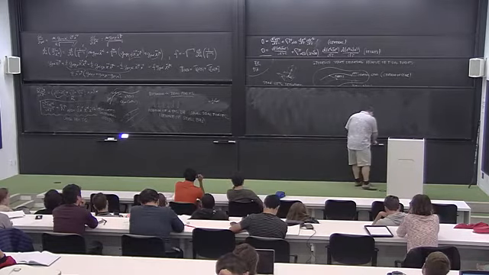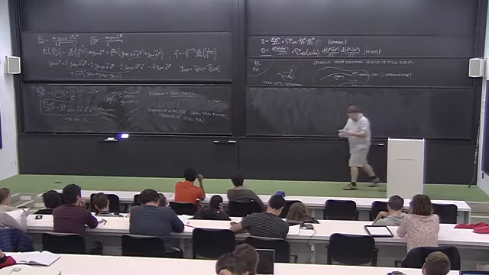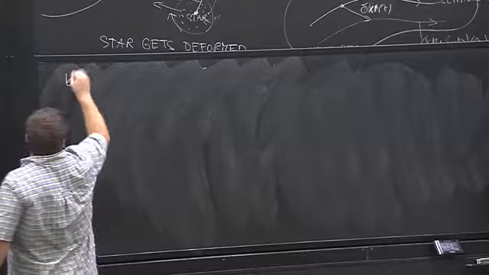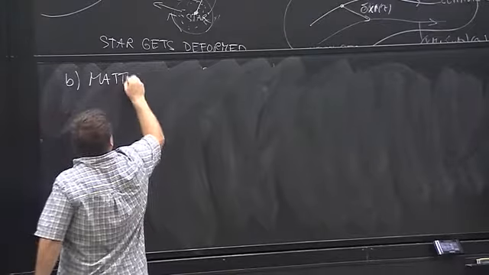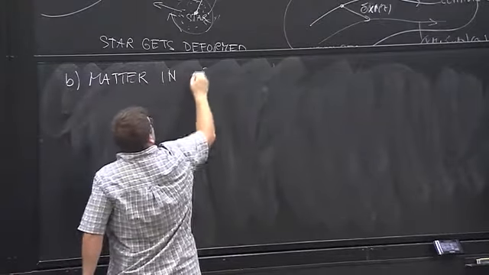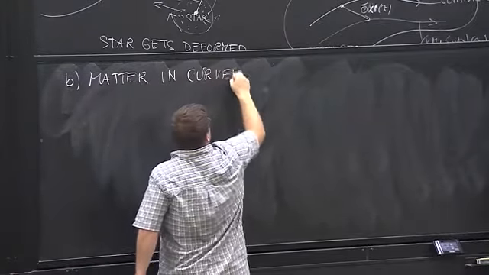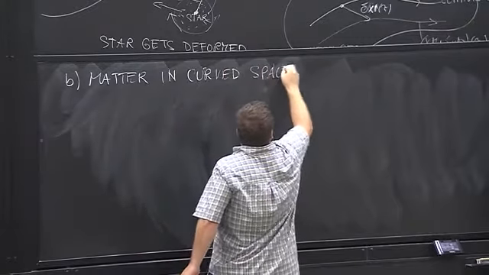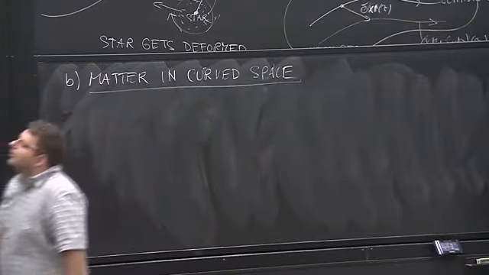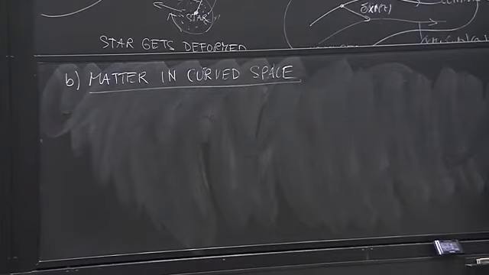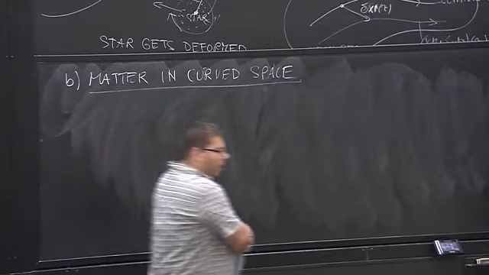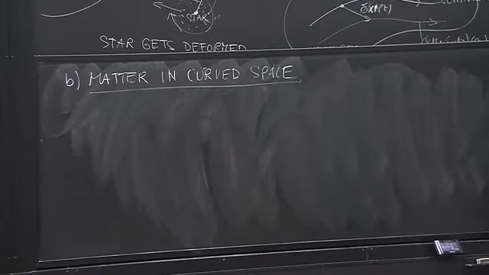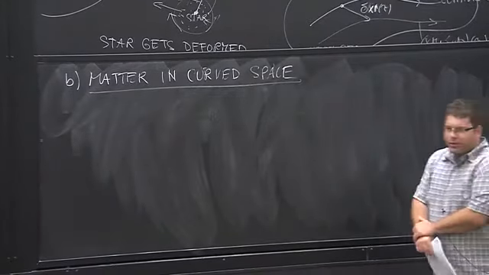All right. Part B, matter in curved space. By space I mean space-time, of course. So we discussed the geodesics, so just point particles in curved space. But now, if you want to discuss any matter in curved space, what people typically do is invoke a principle which is called the minimal coupling principle.